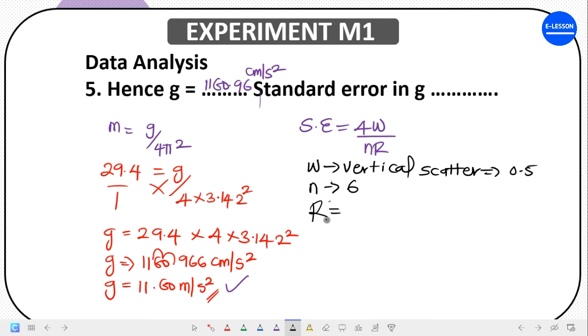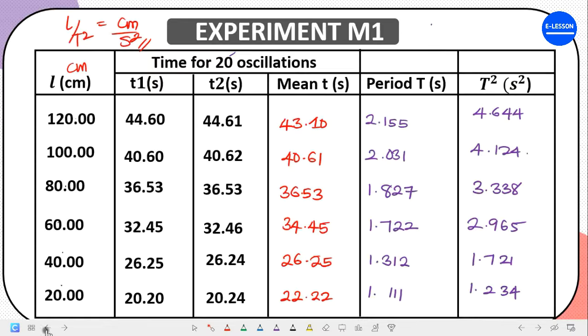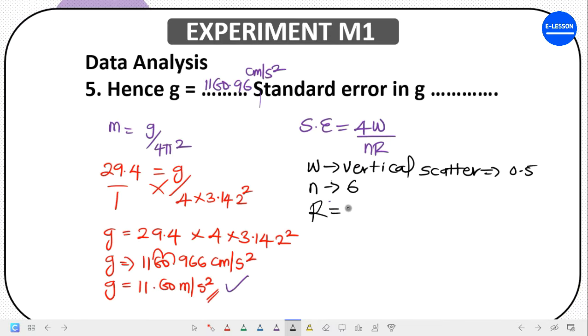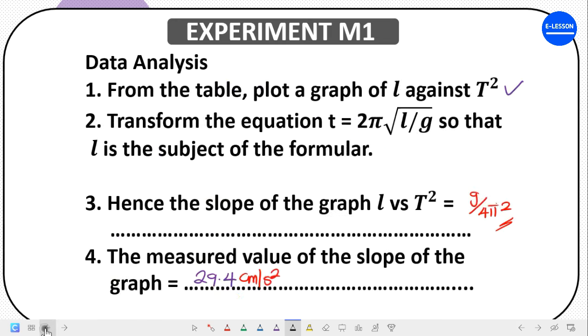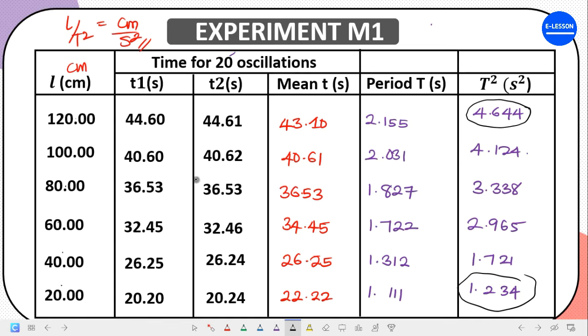Now the range is the upper value on the x-axis minus the lower value. The values you plotted on the x-axis were 4.644 minus 1.234. So you come here and say 4.644 minus 1.234. Now these must be the values for the x-axis. Don't go and use your y-axis to calculate your range. It must be the x-axis.